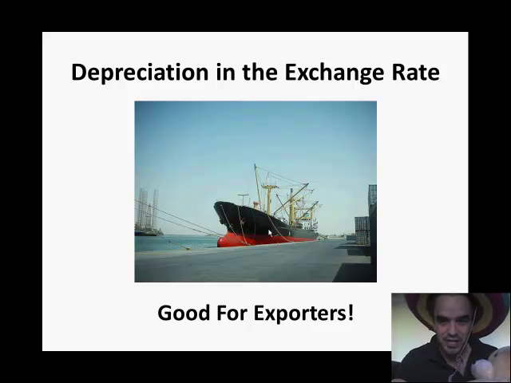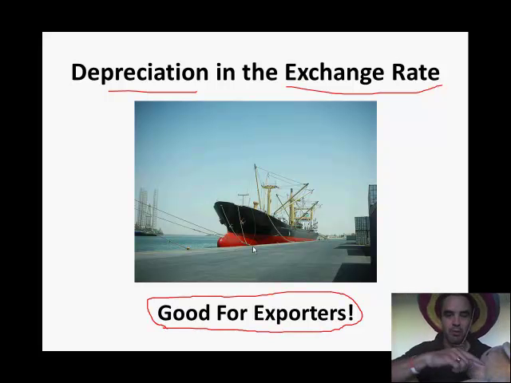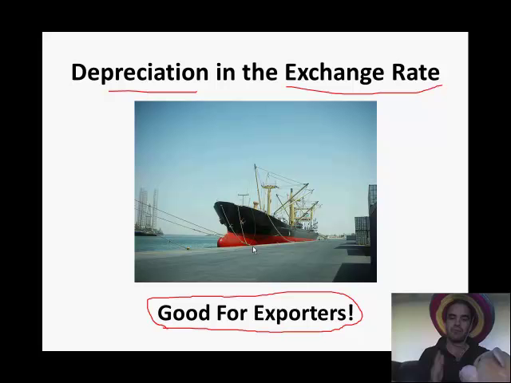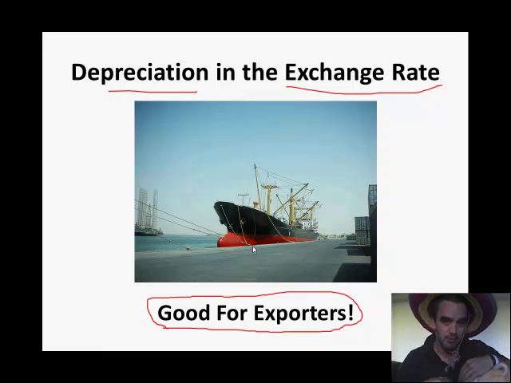Okay, so depreciation in the exchange rate. Depreciation is good for exporters. Overseas importers are going to be importing New Zealand goods and services. So for the New Zealand economy, they will be exporting a lot. Okay, fantastic. That's why there's always a debate between the exporters and the importers. You'll see it on the news quite a bit.